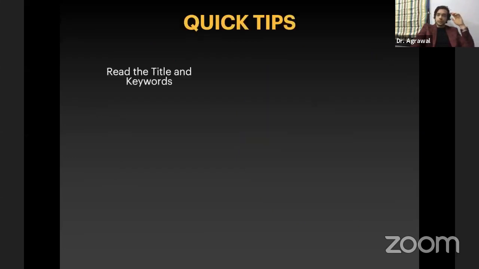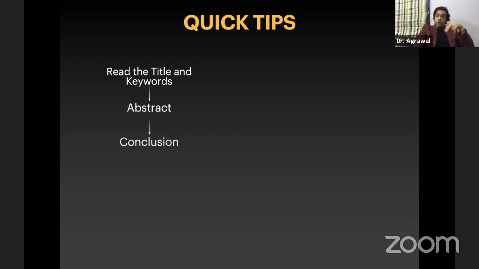Some quick tips. Read first. So I'm going to talk to you about the order in which you should read the article, okay? And it's different from the one in which you write it. So you read the title and the keywords, okay? Then you move on to the abstract, okay? And at each point, you're questioning yourself, is this article meeting the goals of what I want to research or what I want to study, okay?